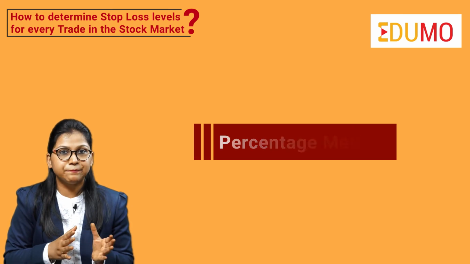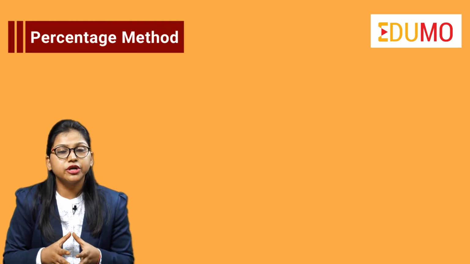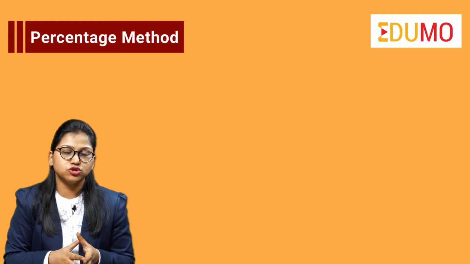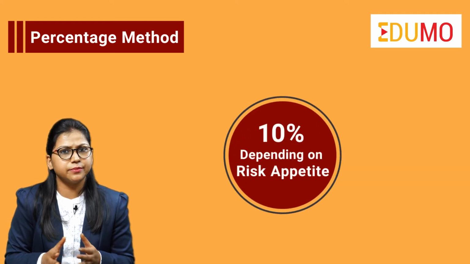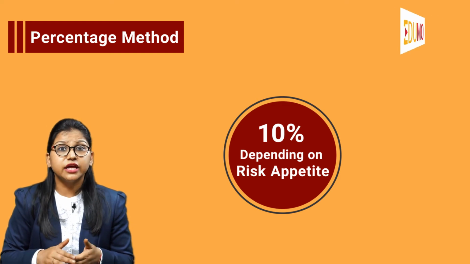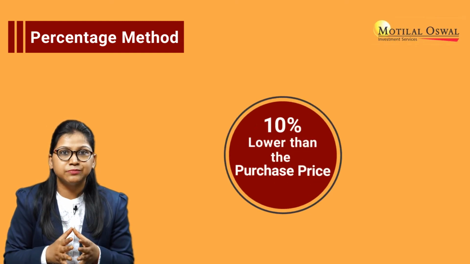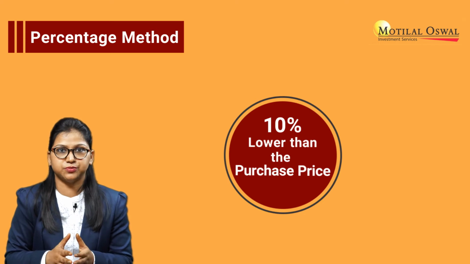The first one is the percentage method. So what you can do here, you can put a stop loss through the method of percentage. Suppose you take a stop loss of 10% depending on your risk appetite. Then you can place a stop loss at 10% lower than the purchase price.